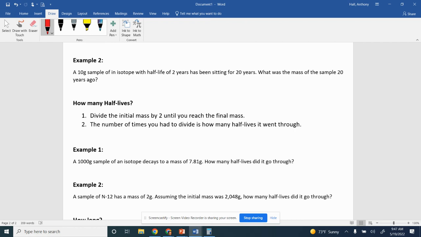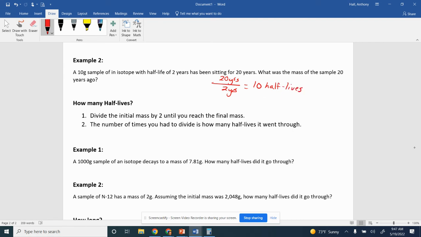Very good. Easy way to say it. She said it perfectly. Divide the big number by the small number. So I've got my 20 years as my total time. So 20 years divided by my half-life time, which is 2 years. What's 20 divided by 2? 10. So now I know that this went through 10 half-lives.